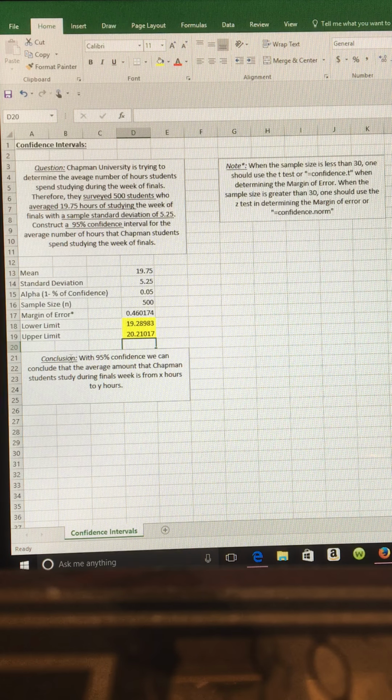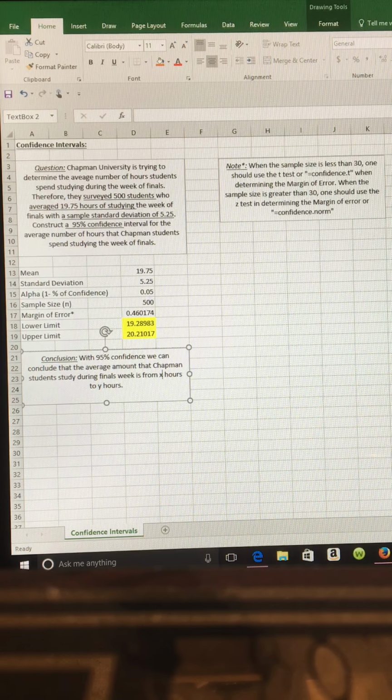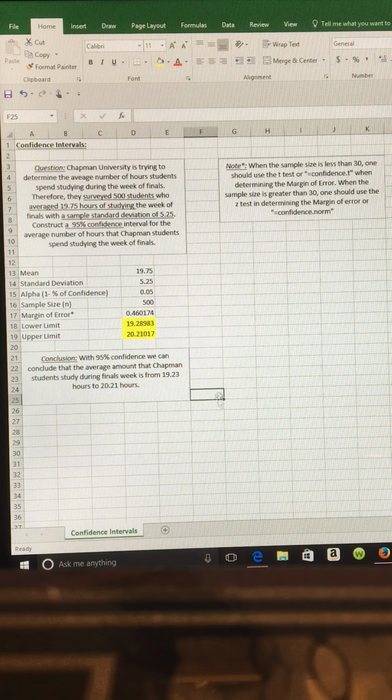So we can conclude now with 95% confidence that the average amount that Chapman students study during finals week is from 19.23 hours to 20.21 hours of studying for the week of finals. This concludes our confidence interval with 95% of the amount of hours Chapman students study during the week of finals.